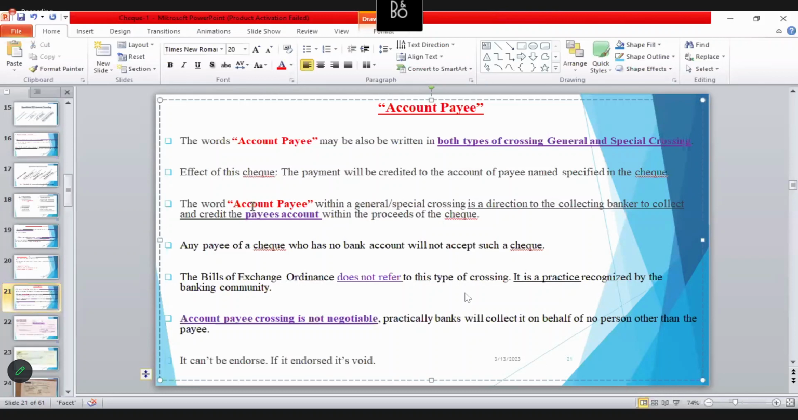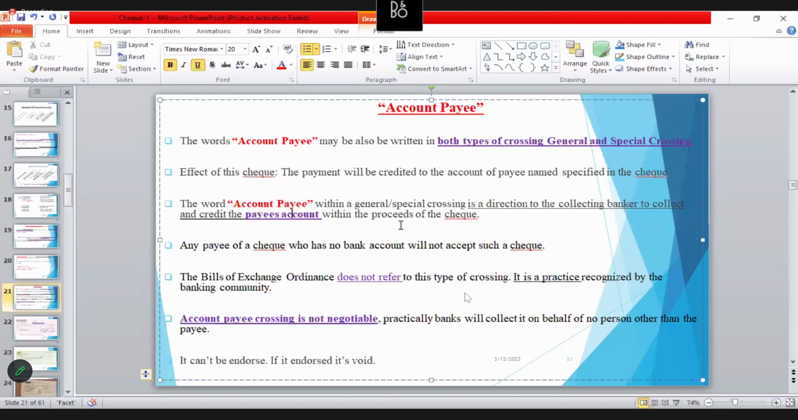So what does the bank have to do? If the bank sees the words account payee, then the bank has to be clear and very alert. And if they get such a direction, then the bank has to act. If they see account payee, then the direction is given to the collecting banker, that is People's Bank, to collect and credit the payee's account. They have to collect the check, they have to check the number and figure, and they have to credit the payment to the payee's account, right, within the period mentioned in the check.